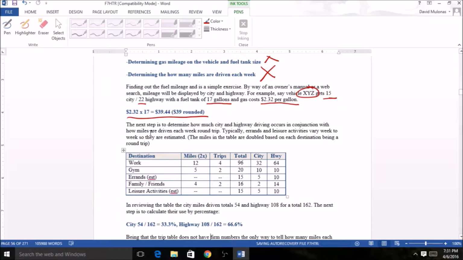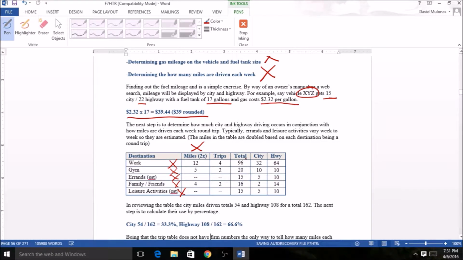Now the next step is to determine how much is highway and how much is city, because the gas mileage is different. So we have a base chart here, and in this category the miles are multiplied by 2, so that'll constitute a round trip. And you can see that we have work for him, gym, errands, family, friends, leisure activities. This is the best of his knowledge. This is going to be the best of your knowledge. It's very hard to know when you're going to go on a trip. You just need to take the foundation of what you do know on a regular basis and try to incorporate that into your plan.